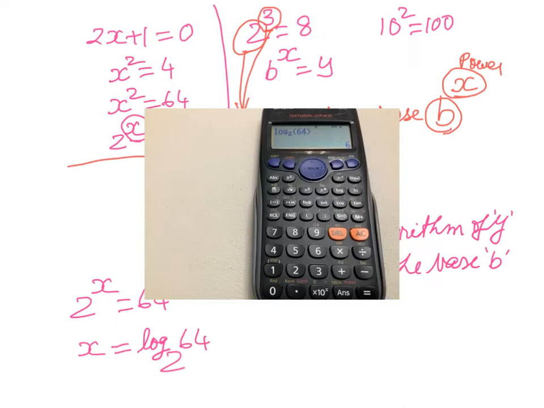Where's my pen? X is equal to 6. You can also solve it: 2 to the power of 6, you can make them equal bases. You will get the same answer. You drop the bases or equate the exponents for equal bases, and you get x is equal to 6. That's how you use logarithm.